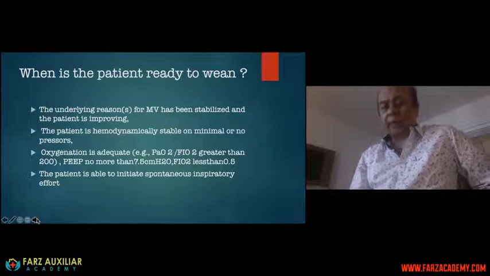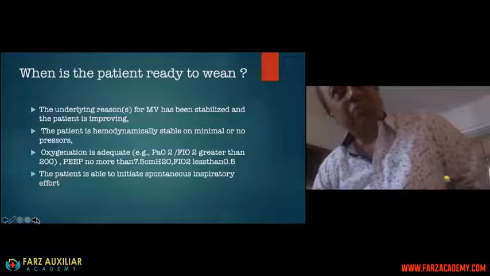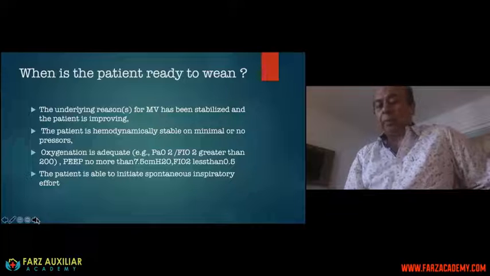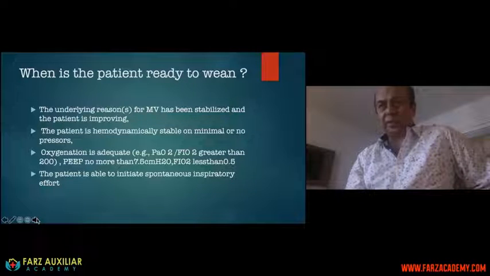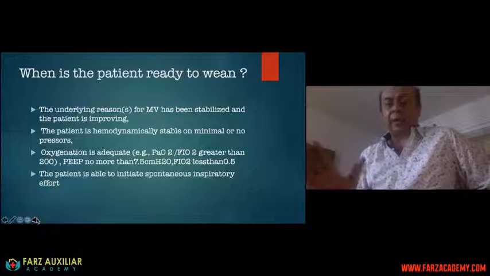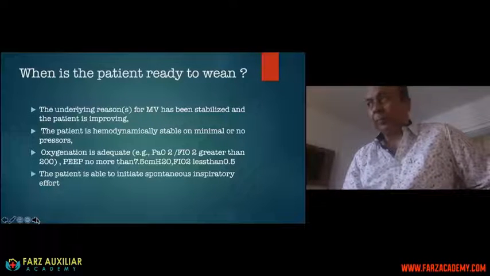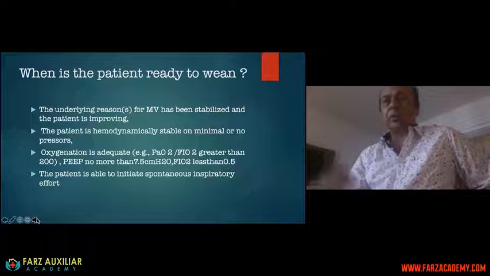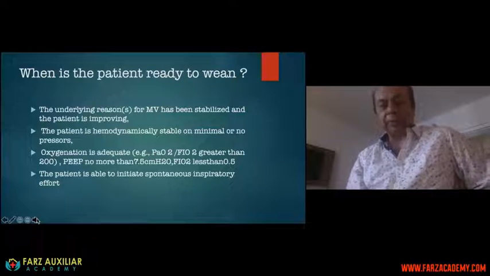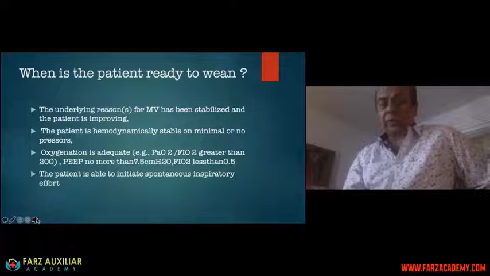Oxygenation is adequate. That is, we have a rule of thumb that PaO2 is greater than 200, PEEP not more than 7.5. This is an arbitrary cutoff; some people take not more than 5 or not more than 6. And FiO2 less than 0.5 or 50%. Unless the patient meets these criteria, there's no use talking about weaning. A patient who is requiring very high oxygen or very high PEEP definitely is not a candidate for weaning, I mean, not even to start the process of weaning.